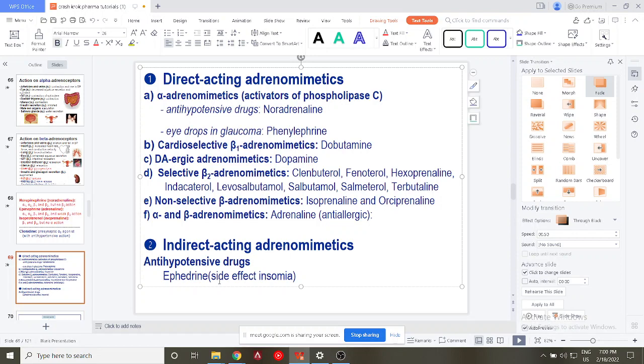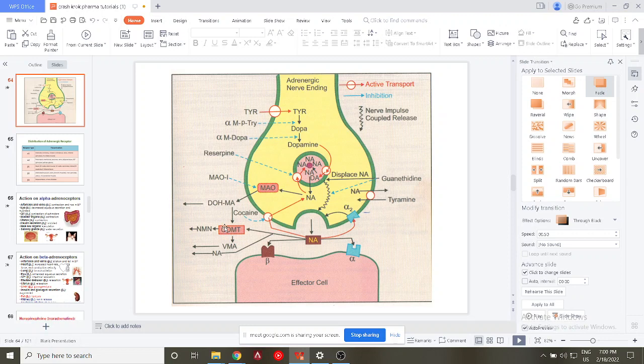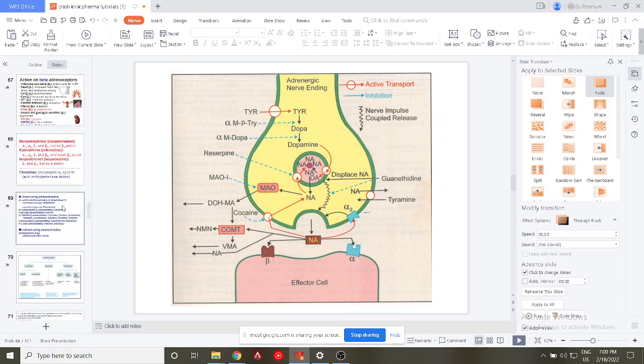Okay, then the indirect acting. Ephedrine is the most important drug here. Indirect acting basically means they're going to block the COMT from breaking down noradrenaline. So these are indirect acting drugs, and it's ephedrine.